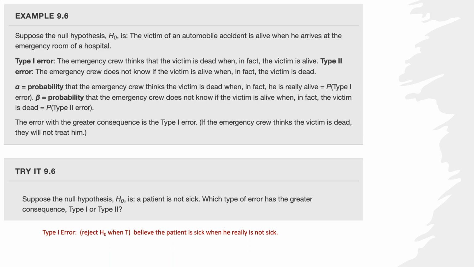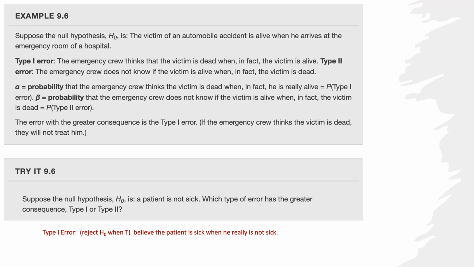Well, a type 1 error is when you reject the null when it's really true. So you believe the patient is sick when he's really not sick. It's not 100% true, but if we had to classify, in the typical household, that's kind of like how mom would look at sickness. You get the sniffles and mom is all over it. She is going to make sure that you're healthy. Even if you're not sick, she's still going to do something about it.